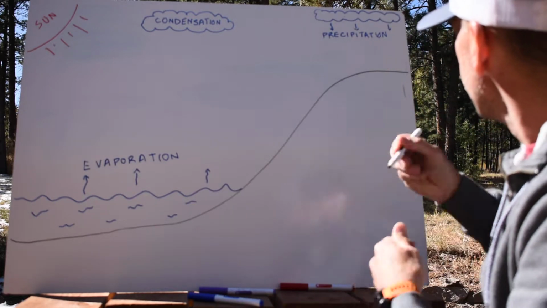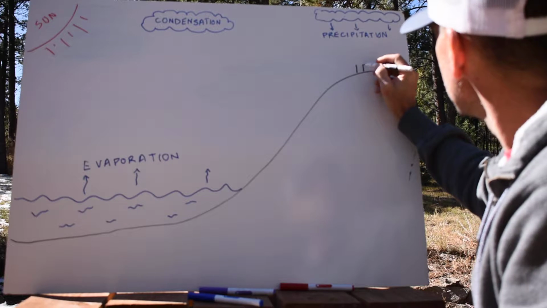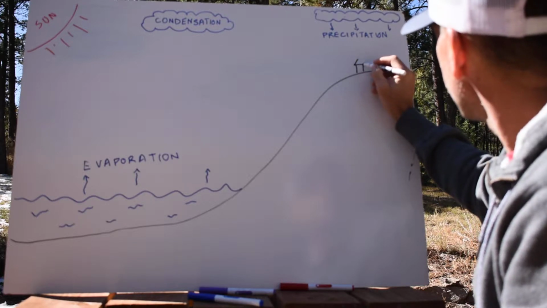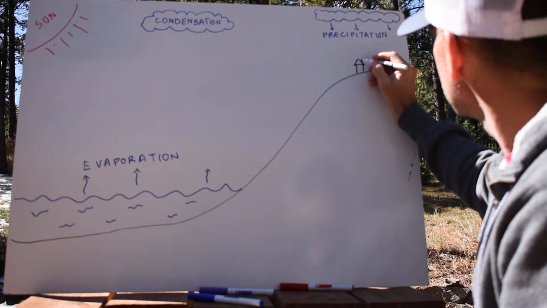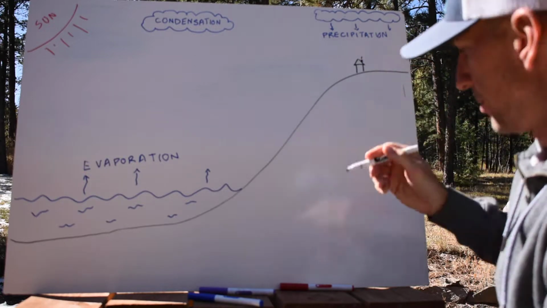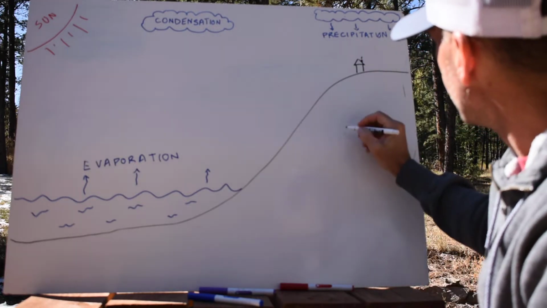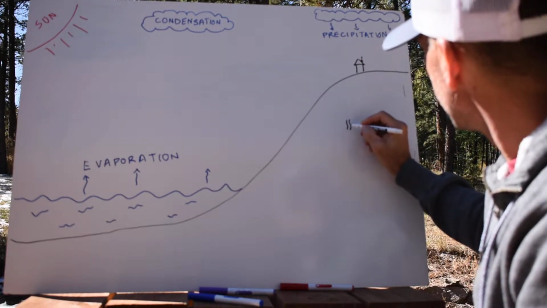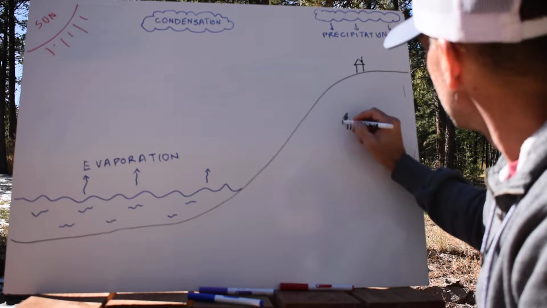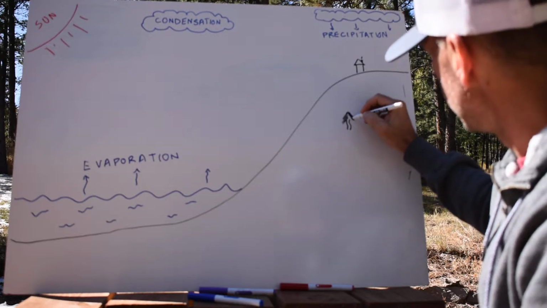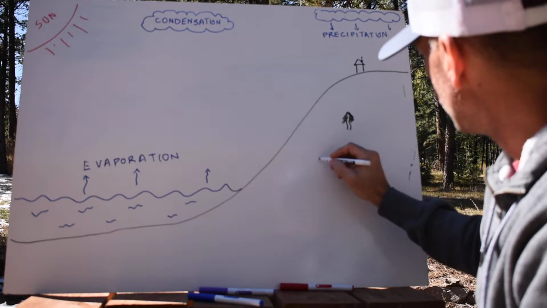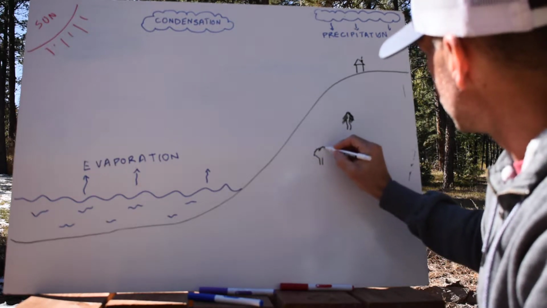I'm going to add here, just for some scale perspective, a little house. Okay. We're going to put a few trees on here. You can do triangle trees. You can do broccoli trees.